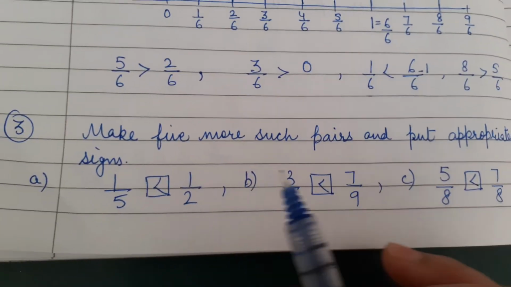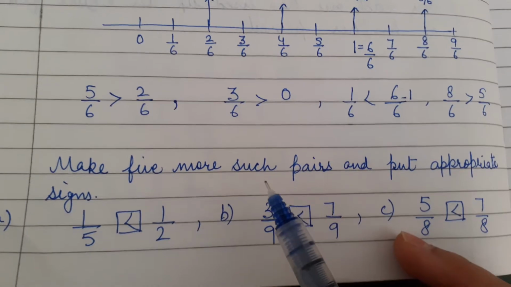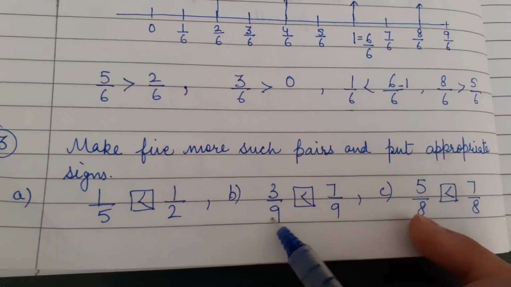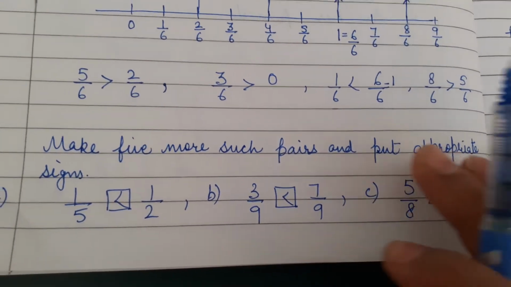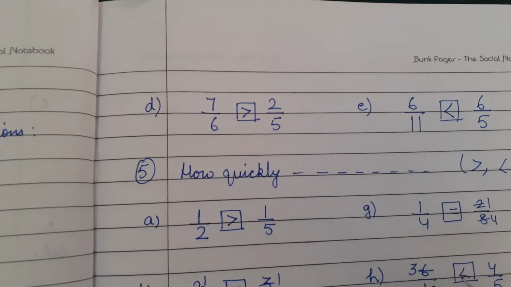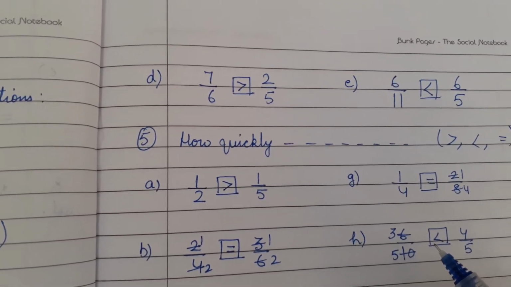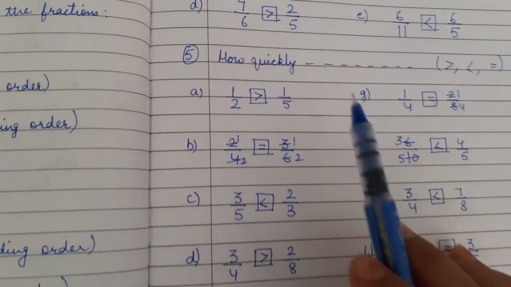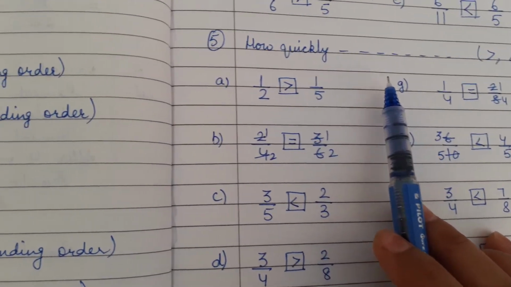Now my third question. Make 5 more such pairs and put appropriate signs. I have taken the fractions of my choice. You can also take any 5 fractions, compare the fractions and do this question yourself. Question number 4 you have to do in books.